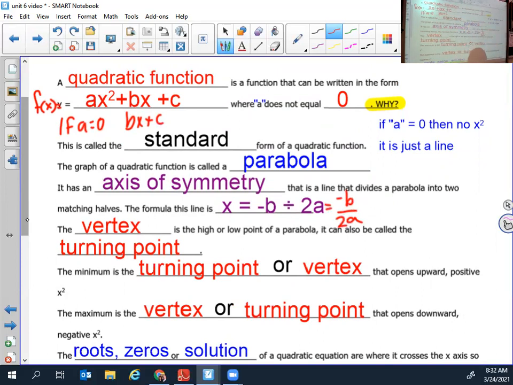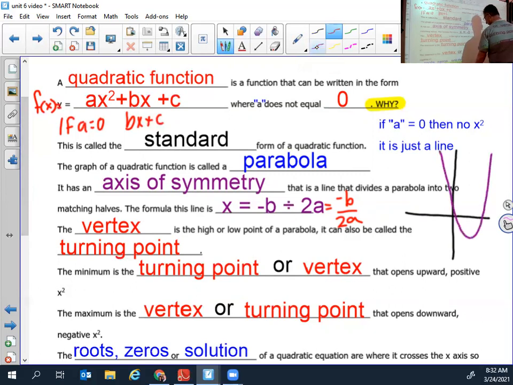The vertex is the high point or low point of the parabola. It can also be called the turning point. So if I graph one of these things, let me just make one up here. All right, and I would have my parabola. We'll do parabola in purple. First of all, this right here would meet at C. We would have our axis of symmetry down the middle, and right down here, that would be our vertex.